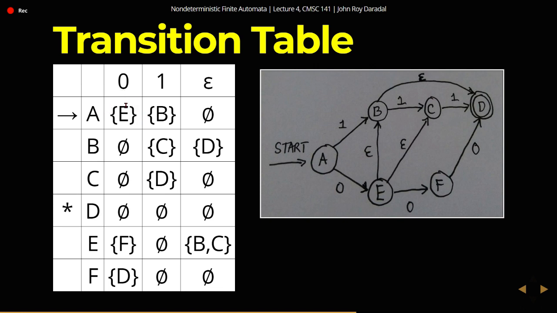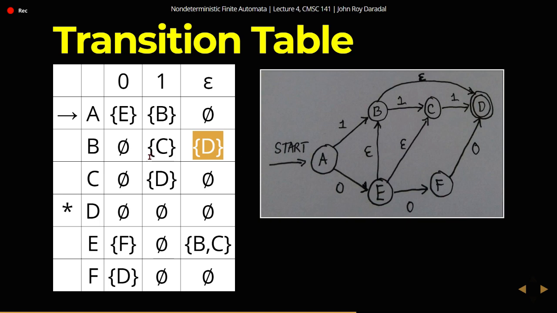So A on 0 is the set containing E. A on 1 goes to the set containing B only. A on epsilon, there's no epsilon transition, so that's null, or the empty set. B on 0 doesn't go anywhere, so it's null, also empty. B on 1 goes to C, so it's here. And then B on epsilon goes to D. So we have that here.